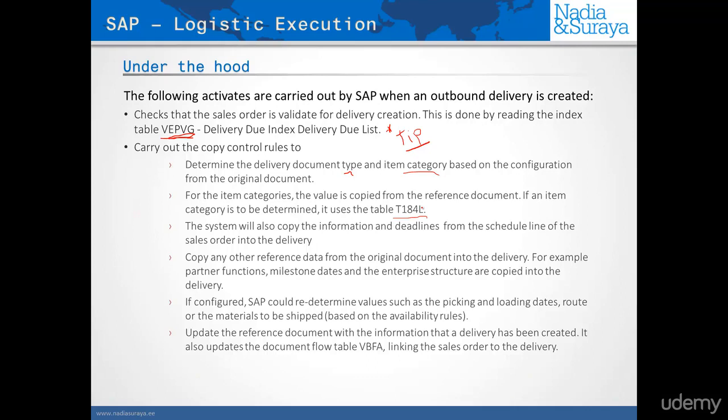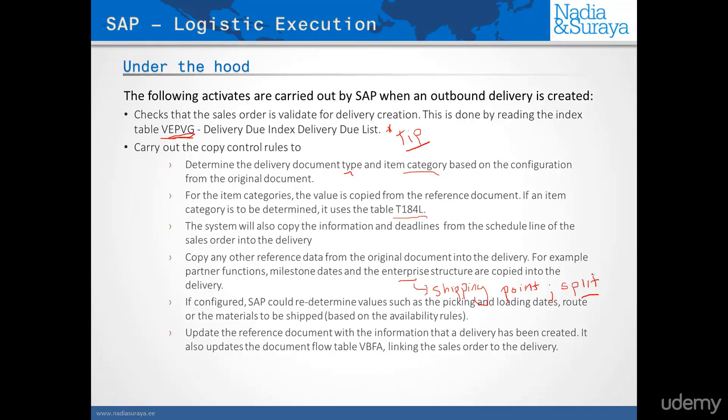The system will then copy all of the reference data from the original document into the delivery. For example, it could copy the partner function, the milestone data, or in most cases, the most important is it would copy the enterprise structure. And when we say enterprise structure, we mean items like the plant, or more importantly, the shipping point. And as we noted before, if in the document we have two different shipping points, then we'll actually have a split, i.e. we'll have two deliveries.